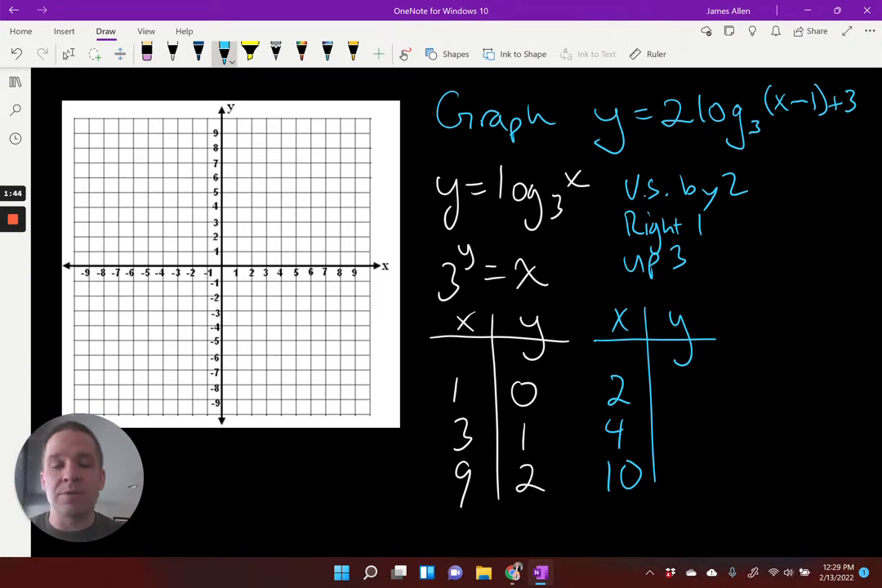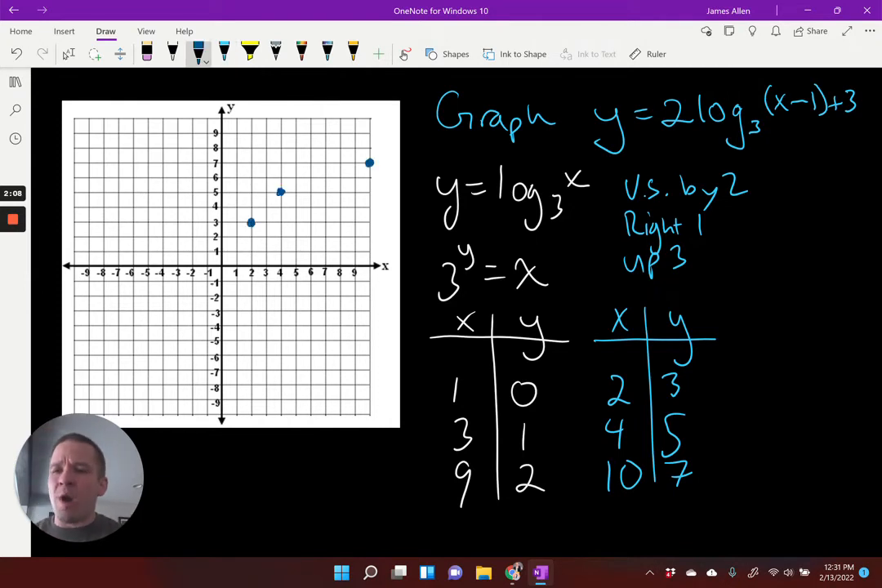So 0 times 2 is 0, plus 3 is 3. Then we have 1 times 2. That's going to be 2, plus 3 is 5, and then 2 times 2 is 4. 4 plus 3 is 7. All right, so we got all of our ordered pairs here. Let's go ahead and plot them, and then we'll also get our asymptote on there as well.